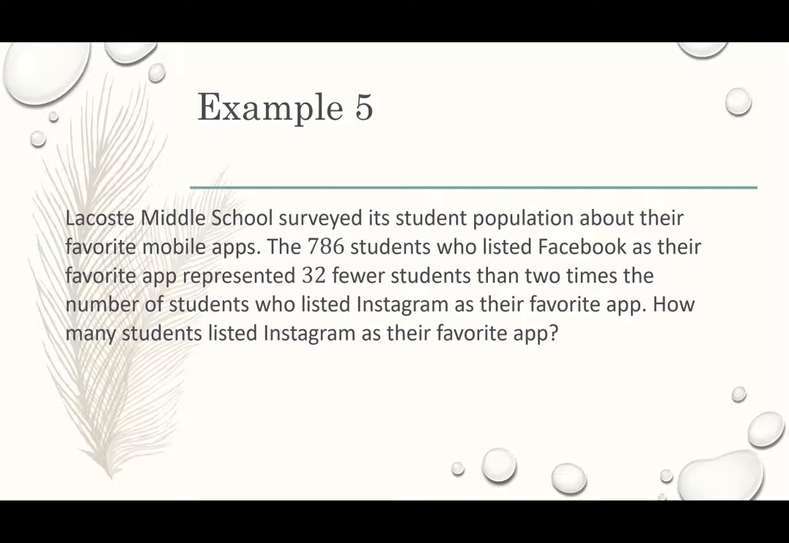This is very tricky to set up, but try to approach this with a common sense mentality. Don't just try to think of it as a bunch of numbers and plus signs and minus signs and stuff. Think of it like this, okay? So 786 students like Facebook, right? Now, this is, as they say, 32 fewer students than 2 times the number of students who like Instagram.